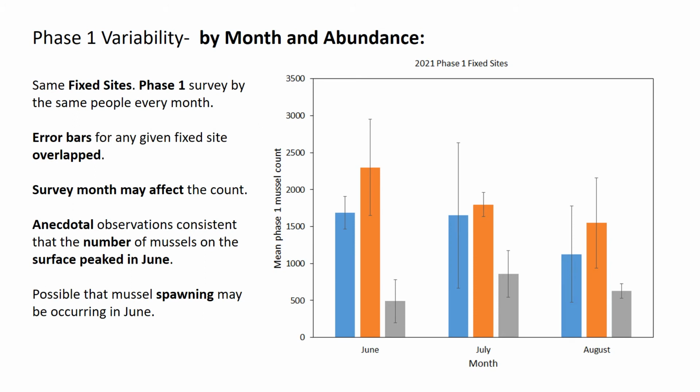This slide shows Phase 1 mussel counts for 3 different fixed sites, blue, orange, and gray, visited in June, July, and August. You can see that the error bars for any given site overlap, indicating there was not a statistically significant difference. However, you can also see that the point counts decrease with each successive month, indicating that the time of year can affect the count. Also, anecdotal observations over the years also indicated that maximum abundance on the surface may occur in June, and we suspect that this may be related to reproduction.